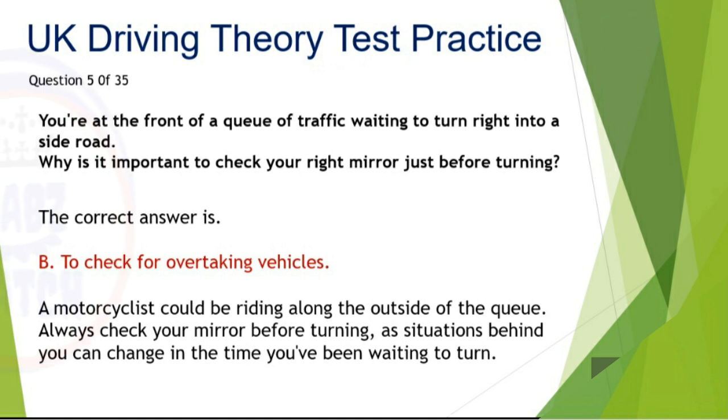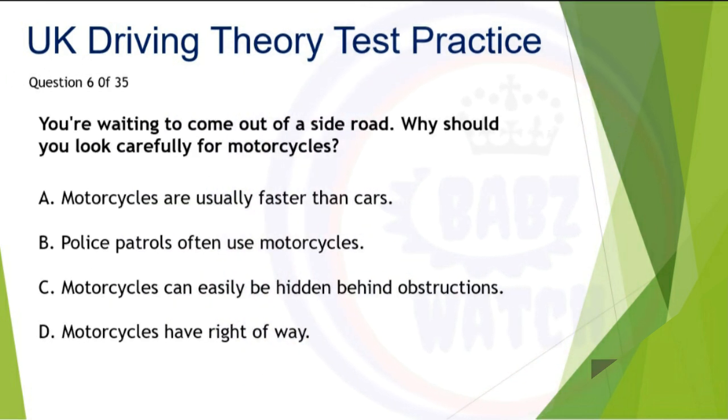A motorcyclist could be riding along the outside of the queue. Always check your mirror before turning, as situations behind you can change in the time you've been waiting to turn. Question 6 of 35. You're waiting to come out of a side road. Why should you look carefully for motorcycles?